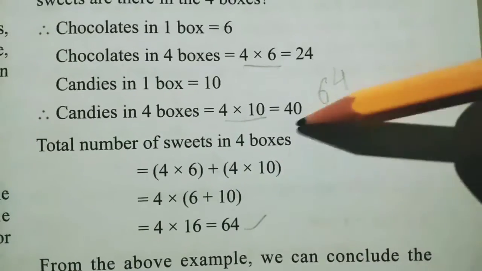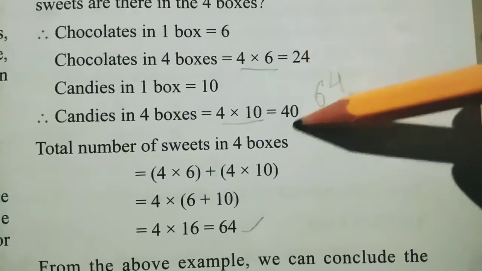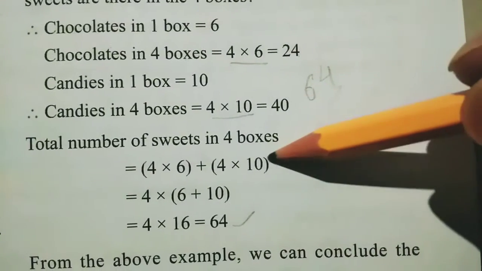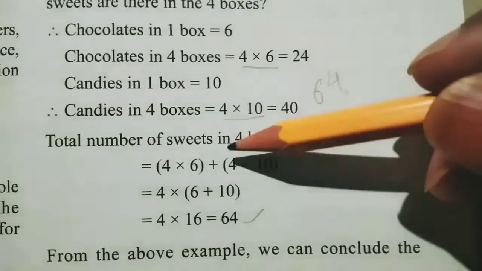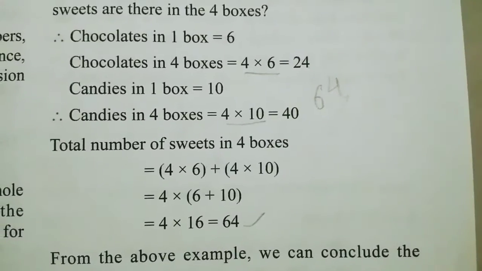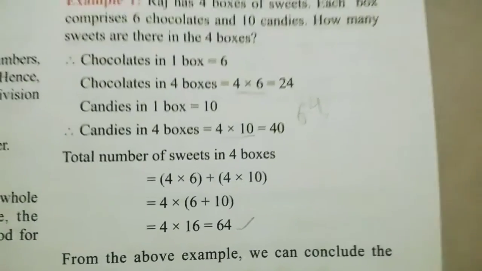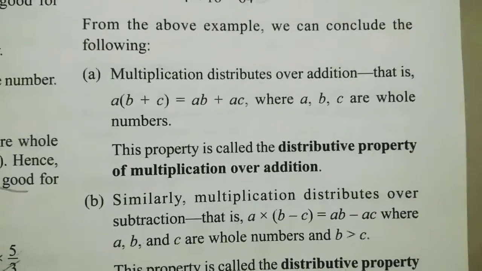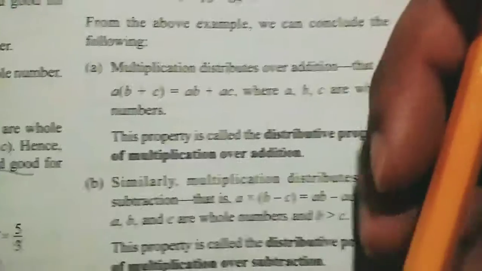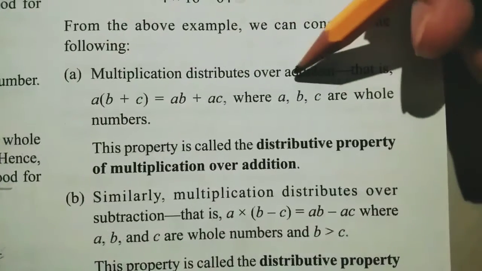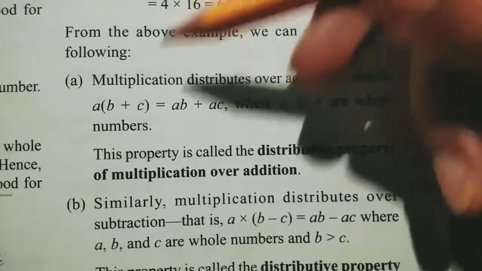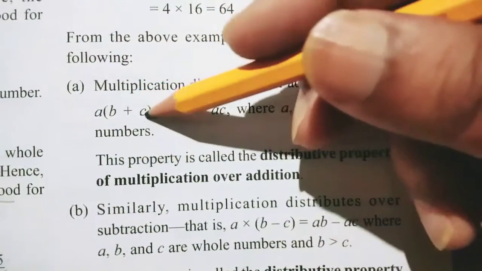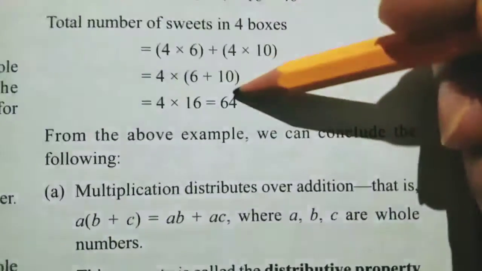See, the same answer is coming. If we do simple addition, then also 64 comes, and if we do like this also 64 answer comes. So this is the way of doing one calculation. This way is called distributive property. So here by the example it is explained, and here the conclusion is written. How is it coming? See, multiplication distributes over addition. That means a into b plus c, like this.